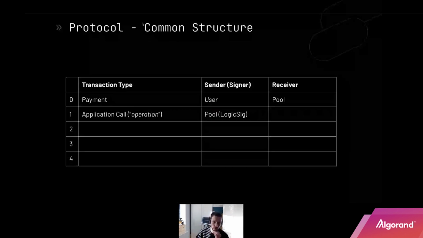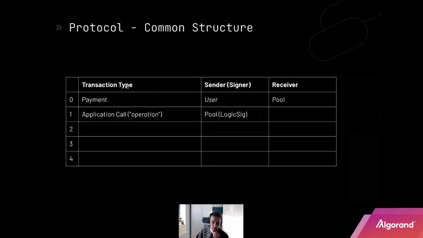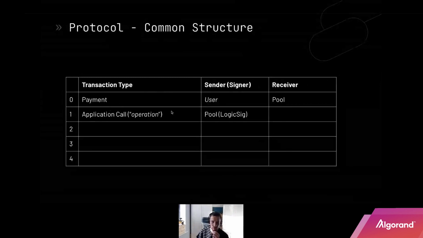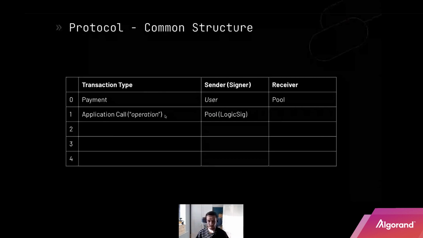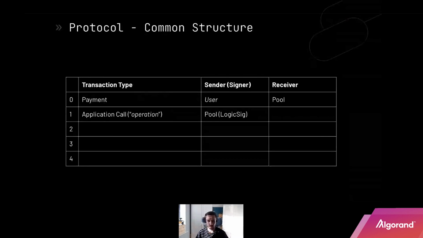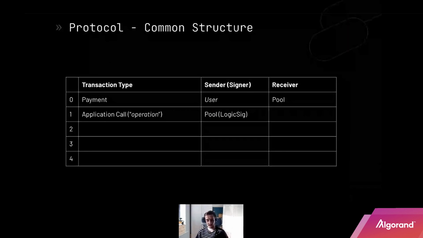So you might have noticed that there was a common structure to all of these operations. We start off with a payment to the pool to cover the fees, and then we have an application call to the Validator app, with the first argument as the operation in question. And this common structure is seen in the contracts, and by having this common structure, it greatly simplifies the contract code.